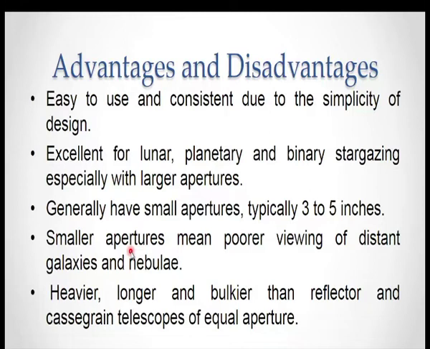Then these refractor telescopes are excellent for lunar, planetary and binary star gazing, especially with larger apertures. Generally, these refractor telescopes have smaller apertures, typically 3 to 5 inches. Smaller apertures mean poorer viewing of distant galaxies and nebulae. Another drawback of this refractor telescope is that it is heavy and has a longer tube, that is, the distance between the objective and eyepiece will be very long.